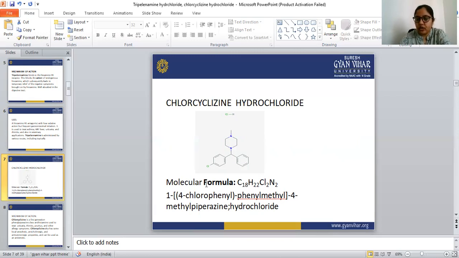So what is the molecular formula? C18H22Cl2N2. Cl2 means here one Cl and here one Cl. N2 means 1 nitrogen, 2 nitrogen. So this structure contains 18 carbon atoms, 22 hydrogen atoms, 2 chlorine atoms, and 2 nitrogen atoms.